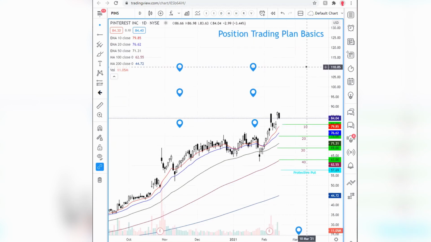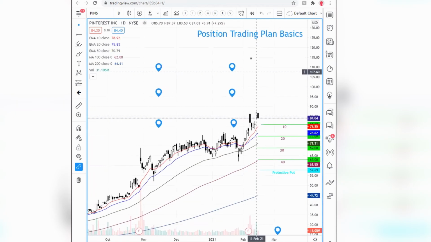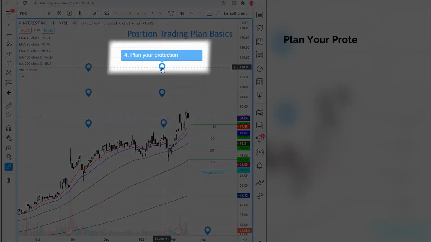And if it does just run up to 110 or so, then that's where I would cancel and I'd reevaluate. But you also do want to know that number as well, where you would cancel this trade. But I would leave it open for about a month or so to see if you can get filled on those trades. The next thing you're going to want to do is plan your protection.